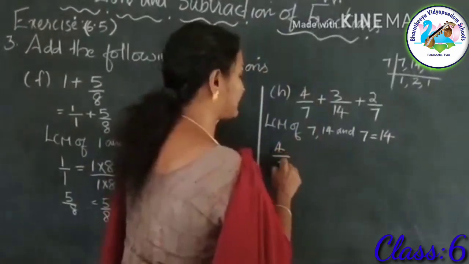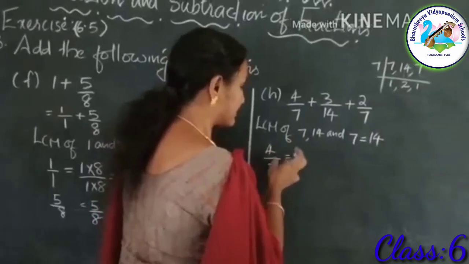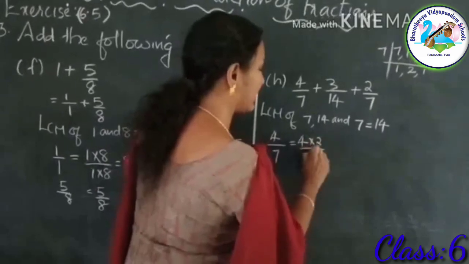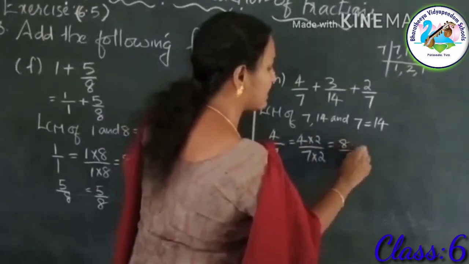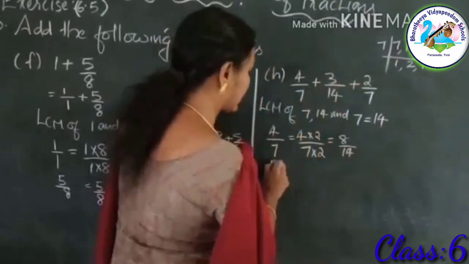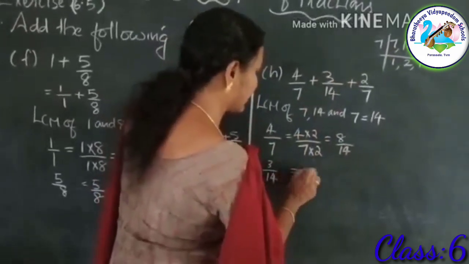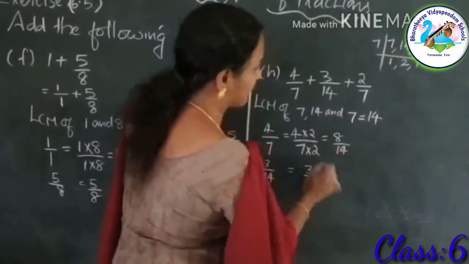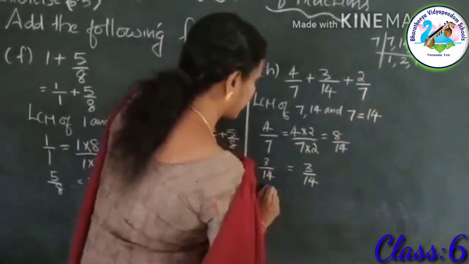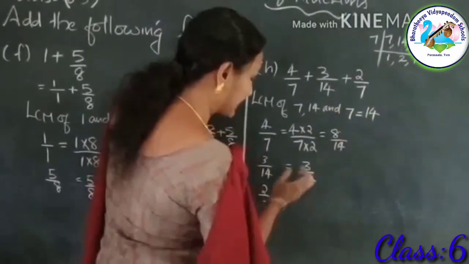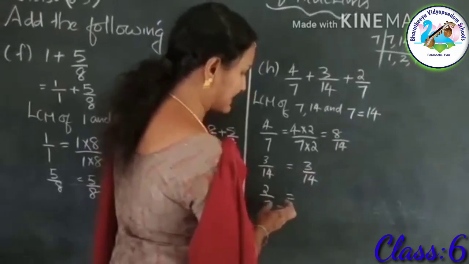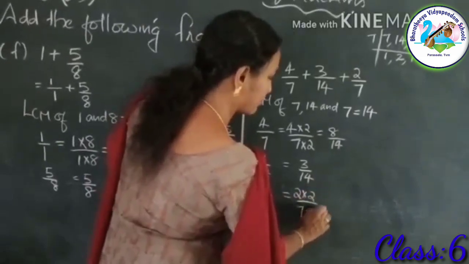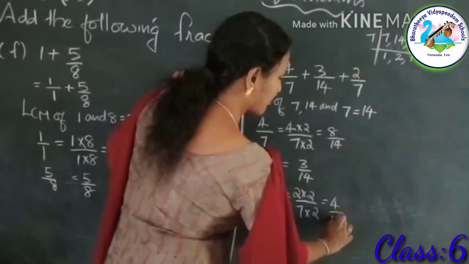First fraction 4 by 7, here the denominator is 7. So multiply 7 with 2, we get 14. So 4 into 2 divided by 7 into 2 is equal to 8 by 14. The next fraction 3 by 14, here the denominator is 14, so same denominator. So write the same fraction 3 by 14. The third one 2 by 7, here the denominator is 7, so multiply 7 with 2, we get 14. So 2 into 2 divided by 7 into 2 is equal to 4 by 14.